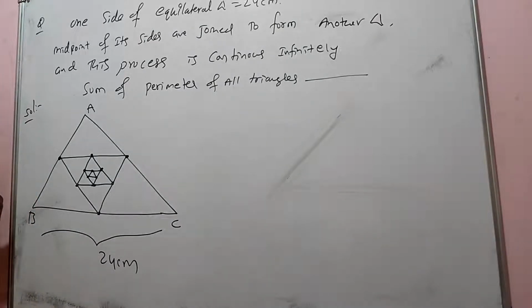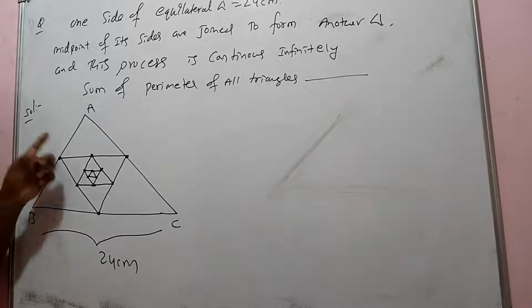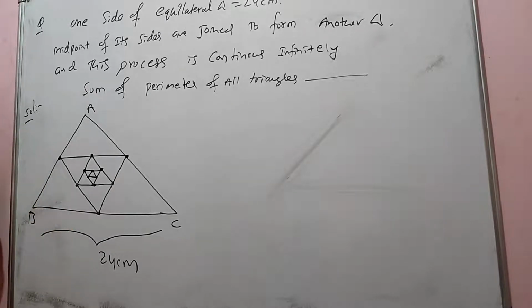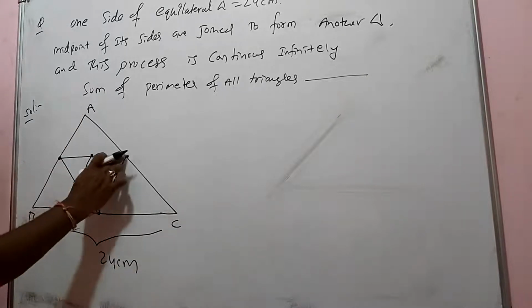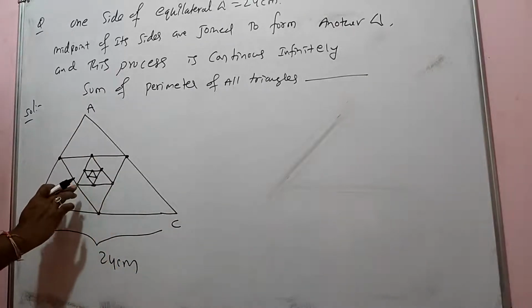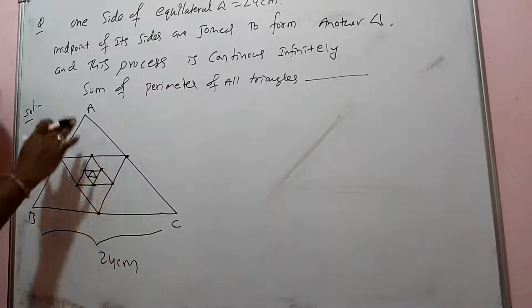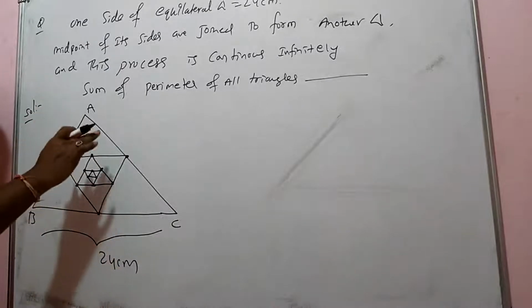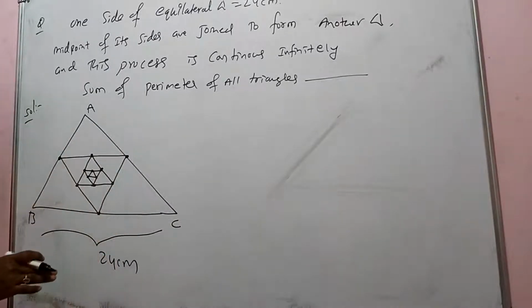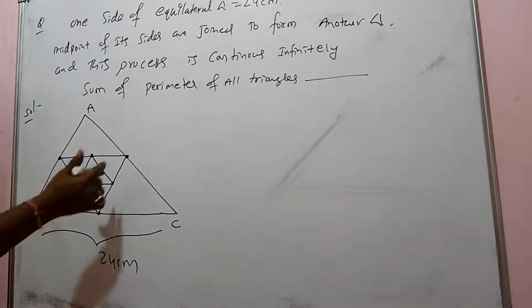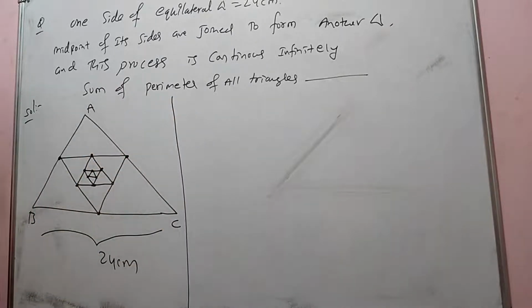So the question says one side of a triangle is 24 centimeters, and the midpoints of its sides are joined to form another triangle. This process is continuous, okay? What is the perimeter of all these triangles? So perimeter of this triangle plus perimeter of this triangle plus perimeter of this triangle, the whole sum, and if you keep going on to 2 centimeter, 1 centimeter, keep going on. What is the sum of the perimeters of all these? Did you understand, everyone?